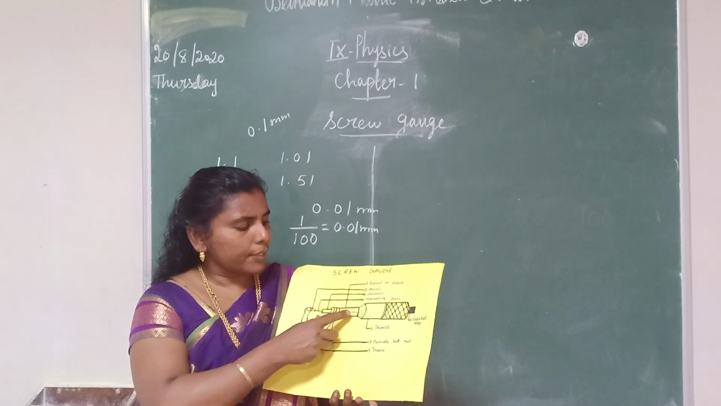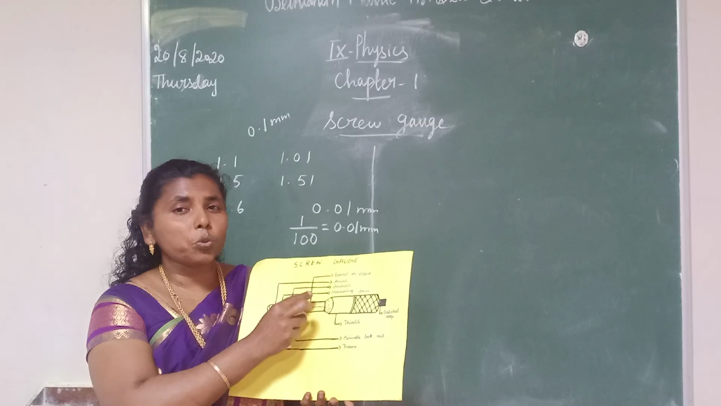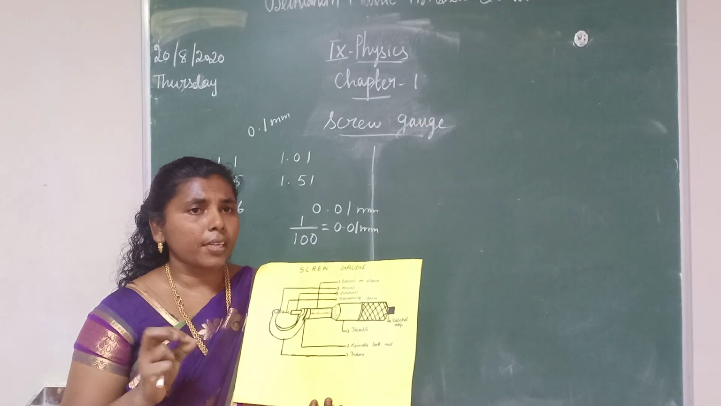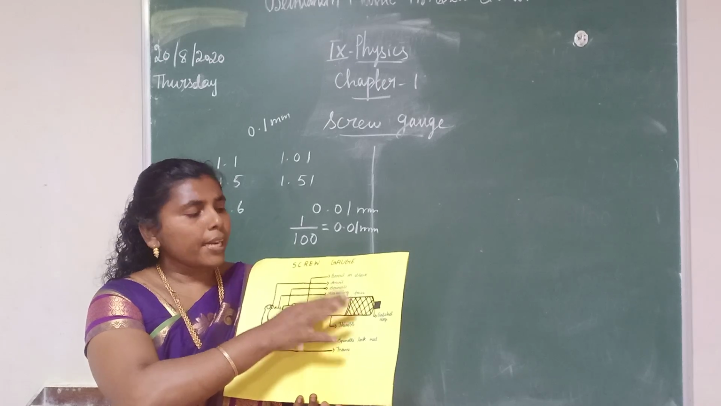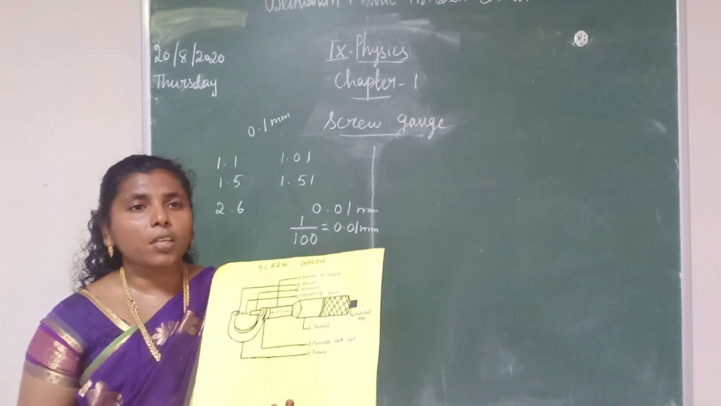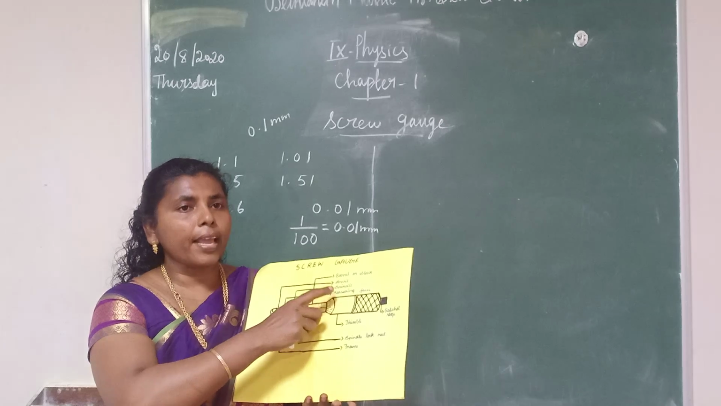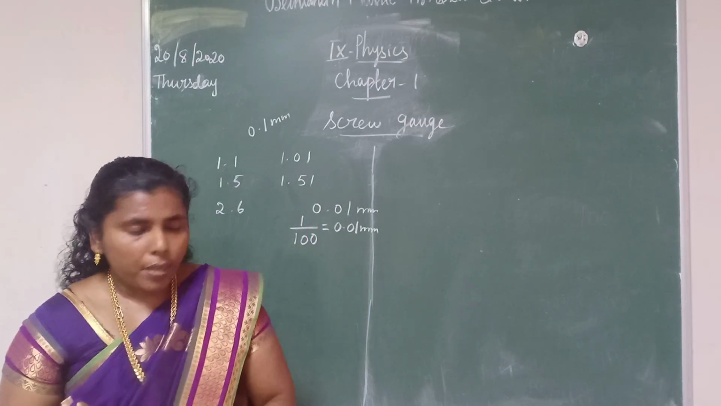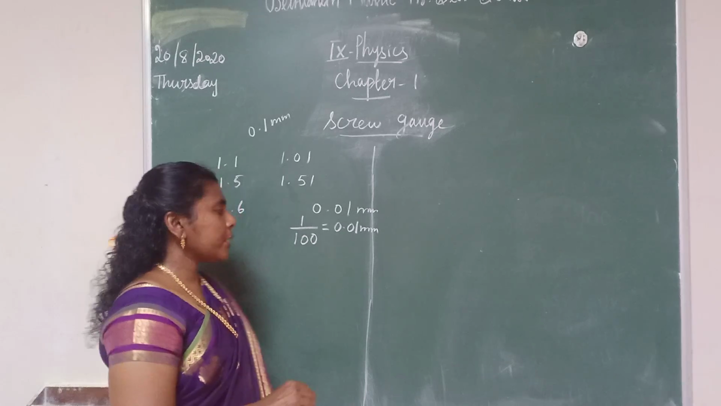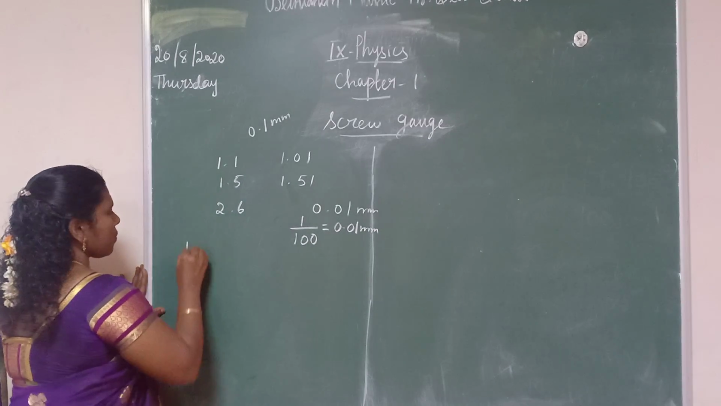One thing you have to note: two types of scales are used here. What are the two types? Pitch scale and head scale. How many divisions are there on the head scale? 100 divisions. The first description is over. Then first we have to find the pitch of the screw gauge.